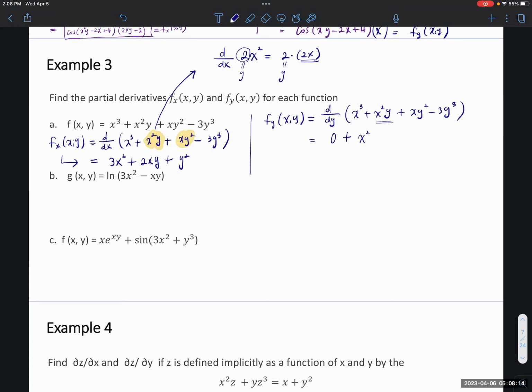We are taking the derivative with respect to y. So the third one, what do you think? x is still there and 2y. And then this is 9y squared. If I rewrite it, x squared, 2xy minus 9y squared. That's f sub y of x comma y. So you can make it shorter. I'm going to hold up here. Letter A, are you okay with that?